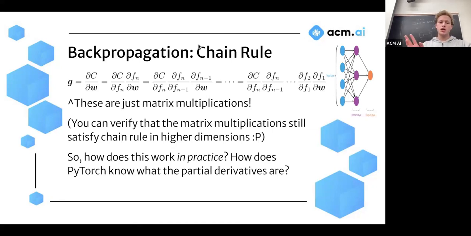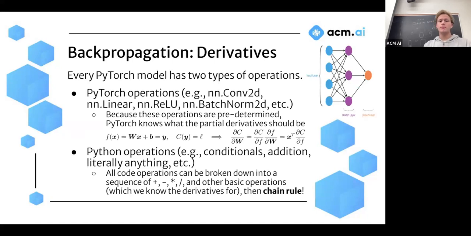Now, how does this actually work in practice? How does PyTorch know what the partial derivatives are? Well, it's going to know what function we're using. So if we use torch.nn Conv2d, Linear, or ReLU, for example, with ReLU we know it's 0 or 1. So it's going to know that the derivative is 1 for x greater than 0 and 0 otherwise. At 0, it's not defined, but that's kind of glossing over that. Because these operators are predetermined, PyTorch knows what they are.